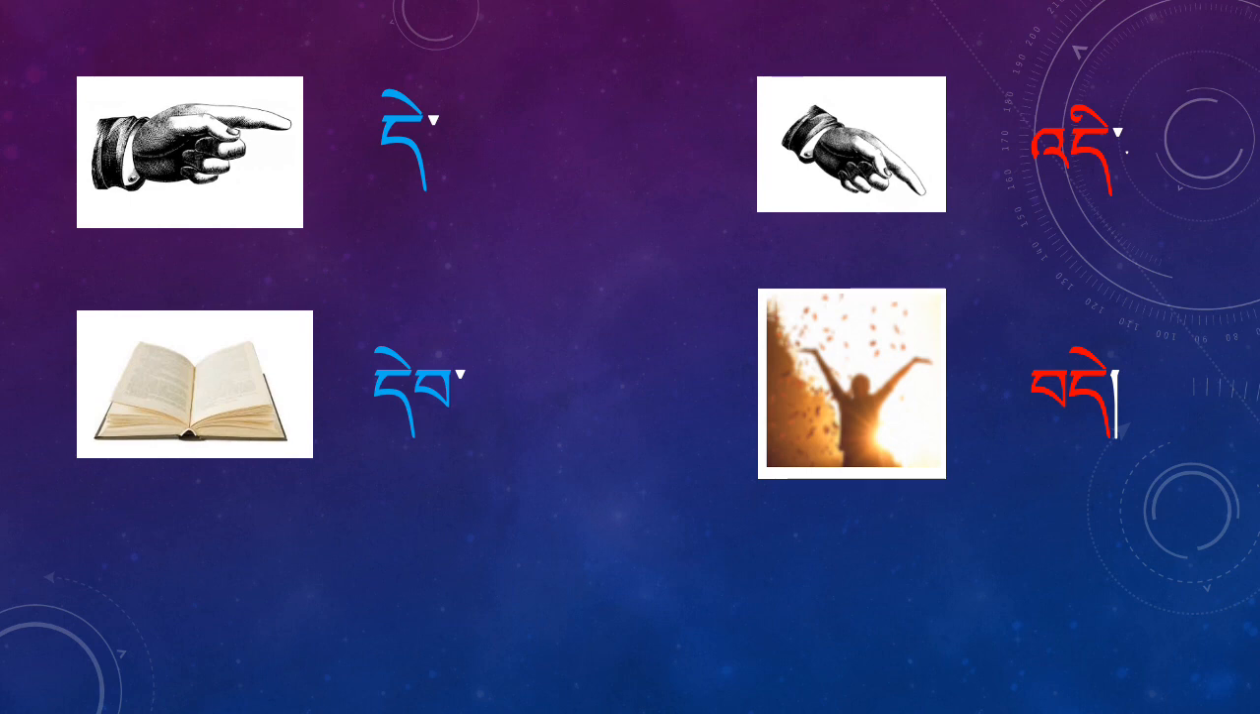And then the last word is like well-being, happiness. And that's short again because there is a prefix and the main letter is a lower letter. So it becomes, that's read de, de.